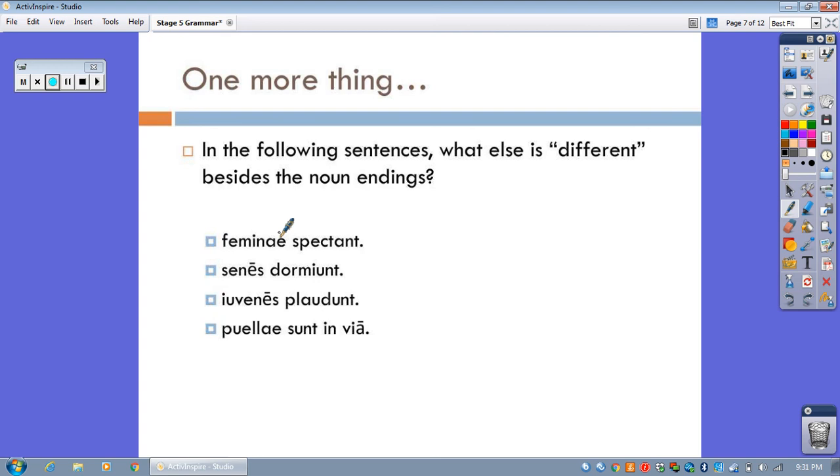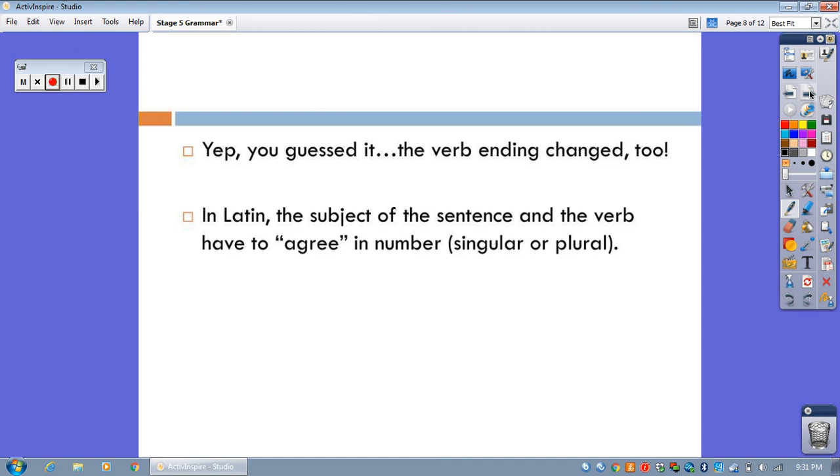Besides the fact that we now have plural subjects, plural nominatives, what else is different about them? Take a look. Feminae spectant. Senes dormiunt. Iuvenes plaudunt. Puellae sunt in via. Well, you probably guessed that yes, the verb ending has changed as well. So in Latin, just like in any language really, the subject of the sentence and the verb have to agree in number, meaning singular or plural.